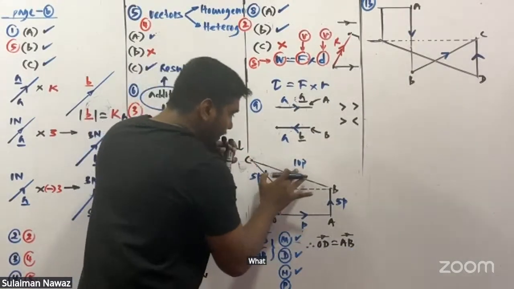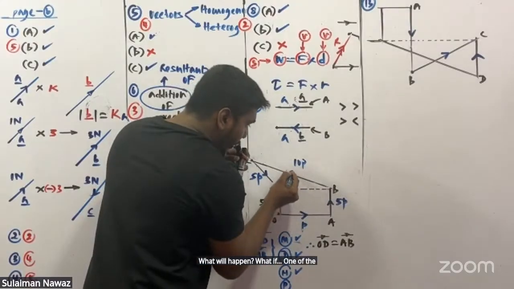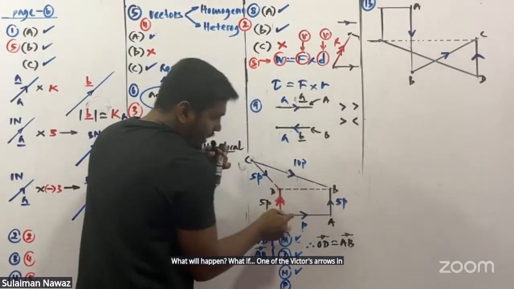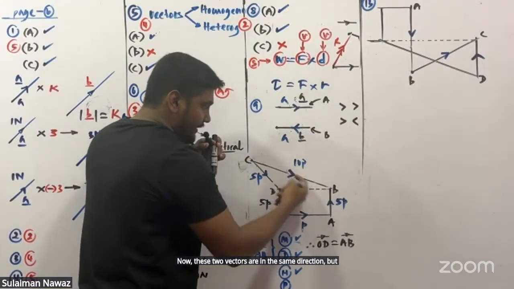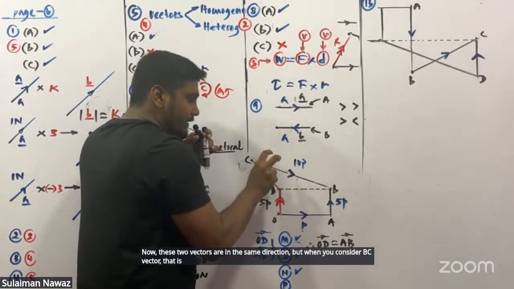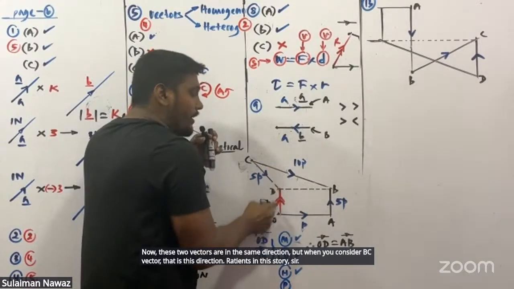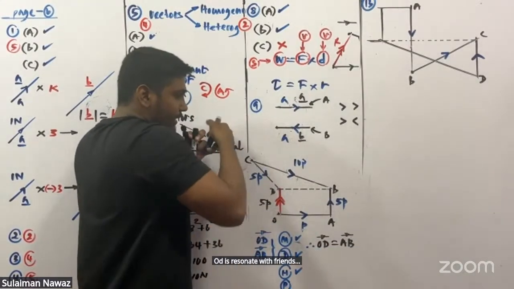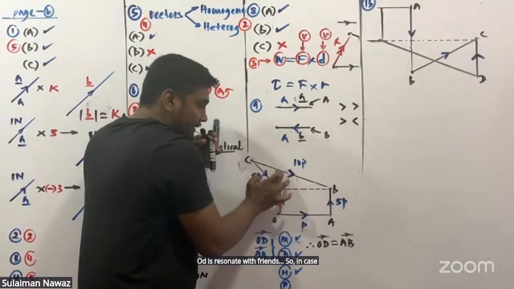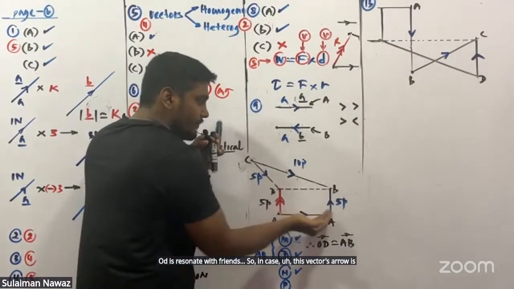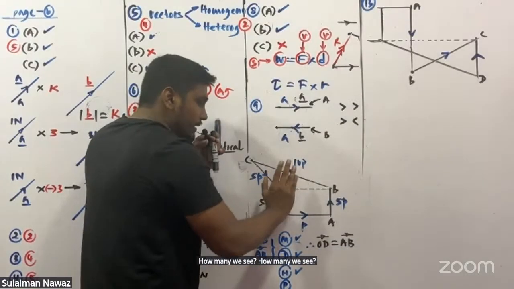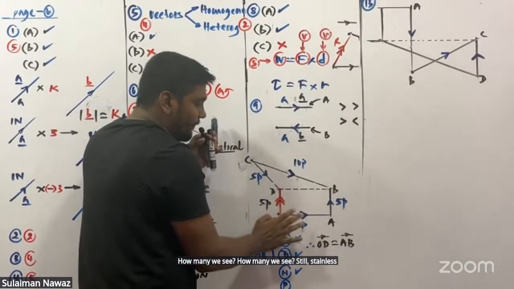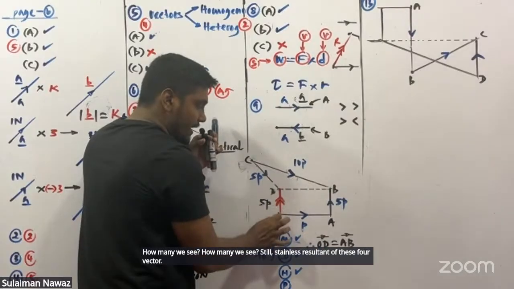What will happen if one of the vectors' arrow is in the opposite direction? These two vectors are in the same direction, but when you consider the BC vector, that is in this direction. Raise your hands: in this story, sir, OD is the resultant vector answer. So in case this vector's arrow is in this direction, what do we say? Still, sir, is the resultant of these four vectors the same as the OD answer?